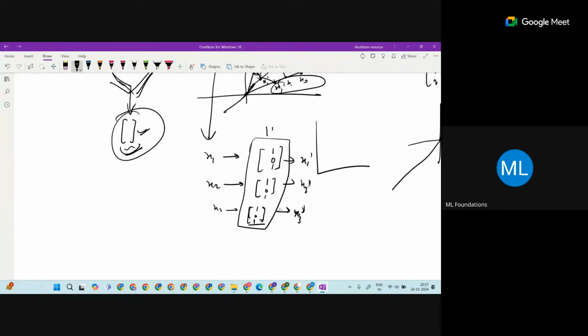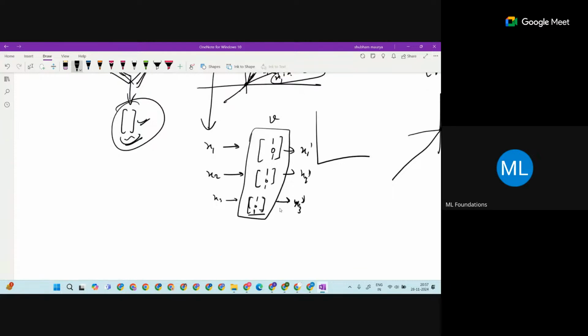Suppose this is a v. If you are projecting here, what is the process to project? Projecting x1 on v, what is the formula? The formula is the inner product between x1 and v, and outside v, divided by the norm of v. You know the formula. This is what the projection is.